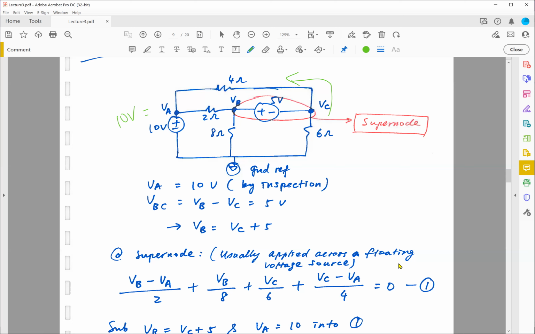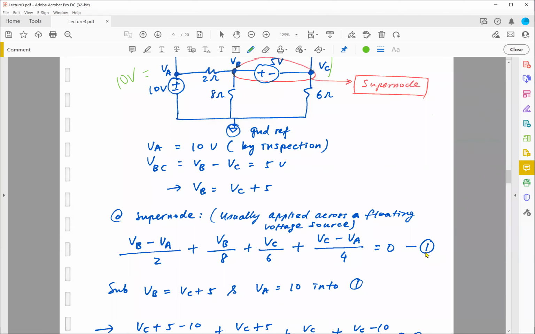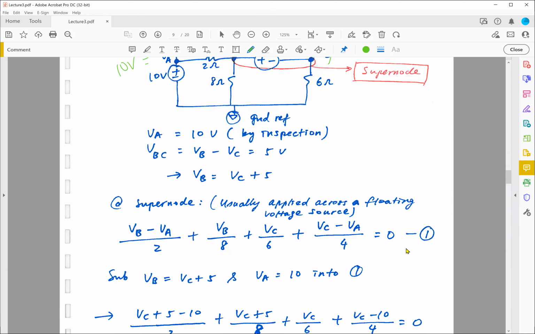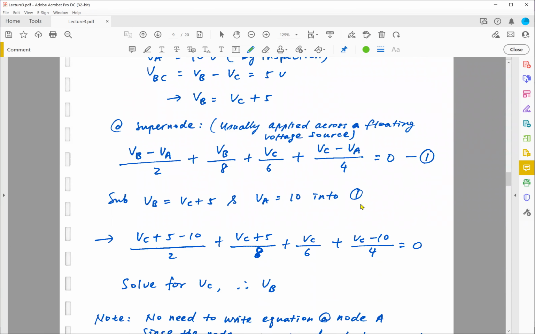We're still following KCL, right? Don't forget, we're always using KCL in this type of analysis. Okay, this is equation number 1. And the rest is just math.